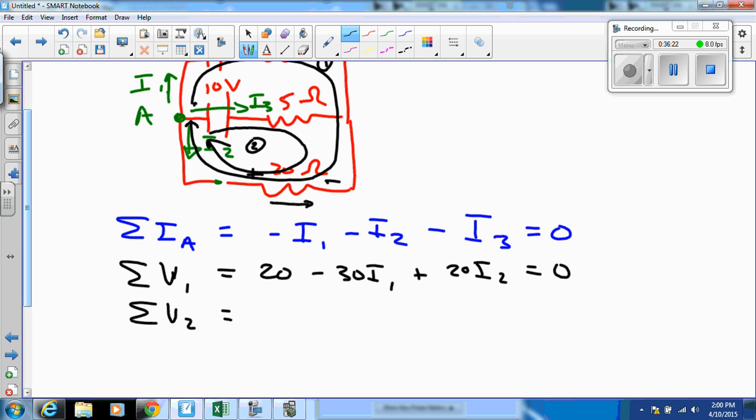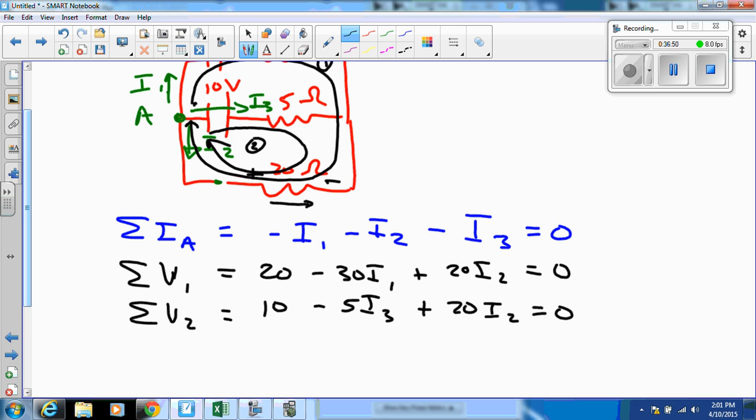The sum of voltages equals 0. Start with 10. Minus 5 because it's plus to minus. And then minus 5 times I3. And then plus 30 I2. No, 20 I2. 20 I2. And equals 0. And that adds up to 0. That's great. Okay. So we now have our 3 equations.